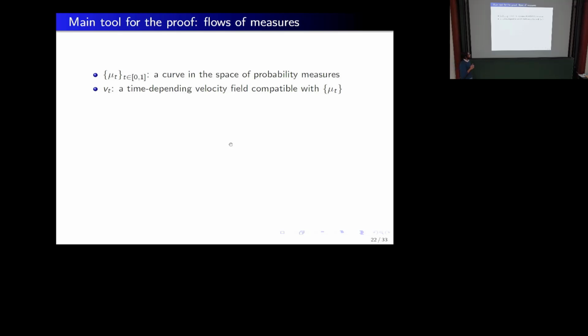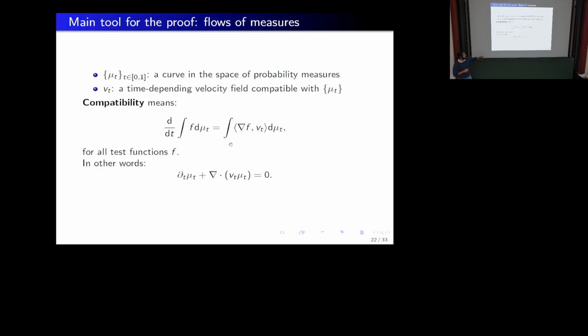So please bear with me. If mu t is a curve, I will call Vt some time dependent velocity field compatible with mu t if it satisfies this conservation of mass equation. This is saying that the amount of mass changing should equal the flux. So this is what I will call compatible. Sometimes you write this should be understood in the weak sense. This is a definition of a compatible pair mu t comma Vt. Any questions?